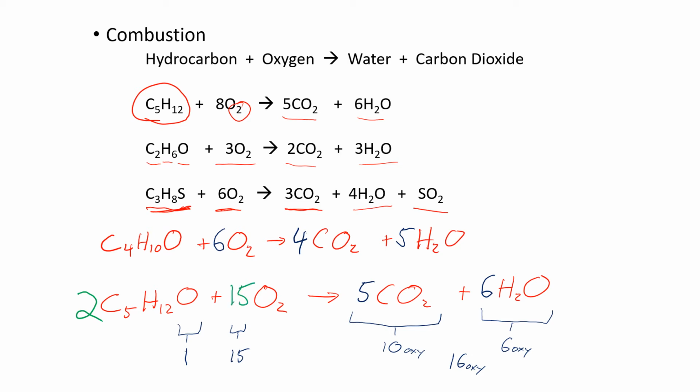The 5 is going to turn into a 10, and then the 6 will turn into a 12. But I would accept both answers. Okay, and everything should still be balanced. Okay, moving on.